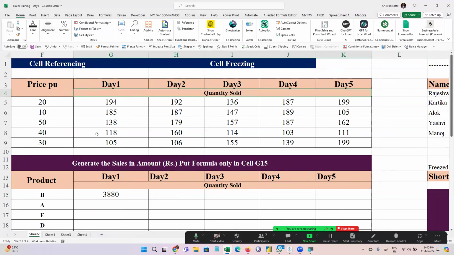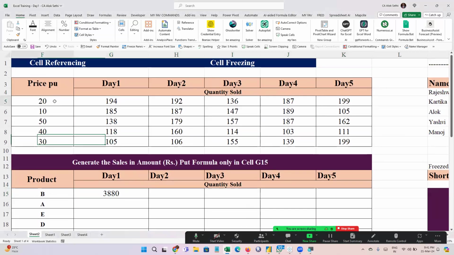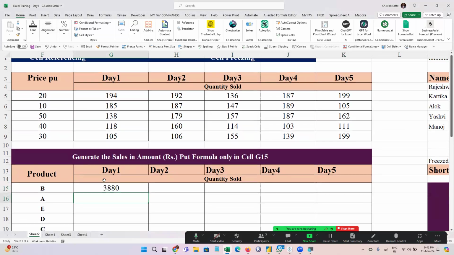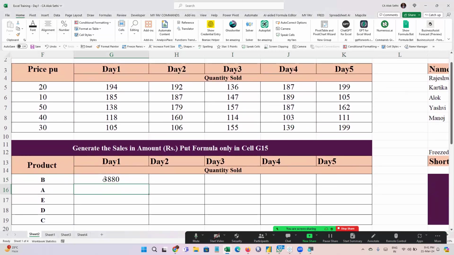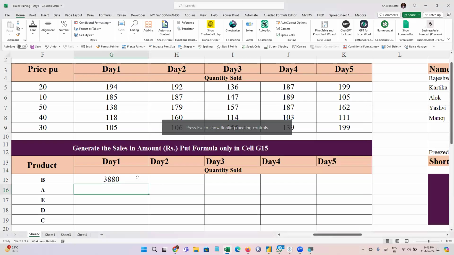That is given. What I want is the amount of sales in rupees. So here the quantity is in units, and here the price of one unit is given. I want to find out the total sales. So what I've done is this 20 into 194. Correct? So it has given me 3880. Is it right? Cool. If this is right, then tell me, if I copy paste this in the remaining cells, will I get the right result for all the other cells? That is my question.